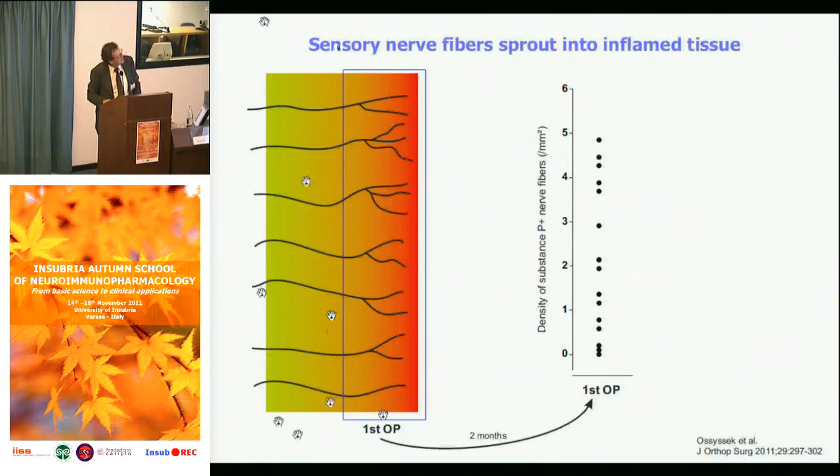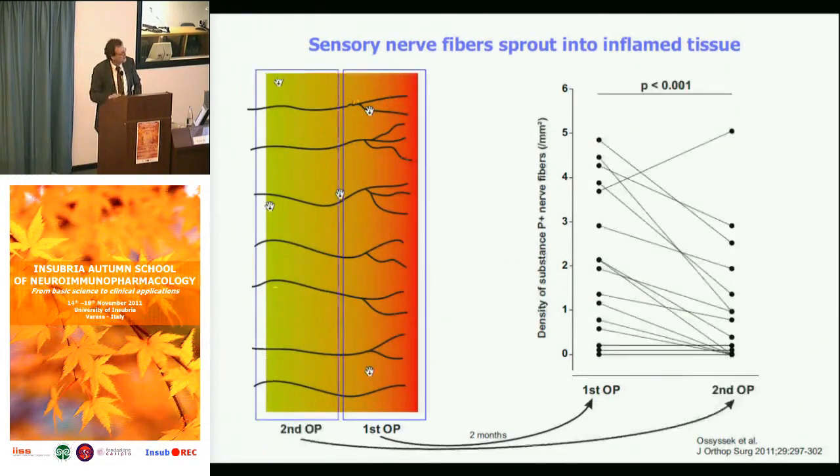And the classical sign of sensory hyperinnervation is that you have higher numbers of these sprouting. This is called sprouting. Sprouting means first 1, 2, 3, 4, 5, that's sprouting. And that happens very, very near to the end of the terminals. And if you remove the second part of the tissue, you would expect that the numbers are lower.